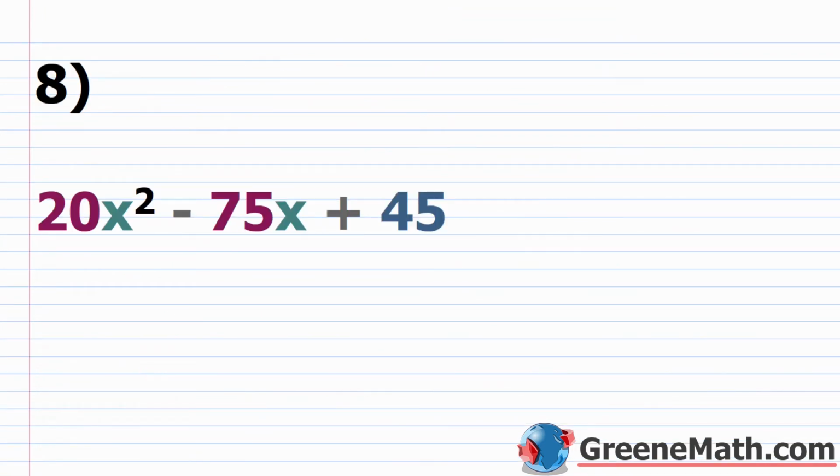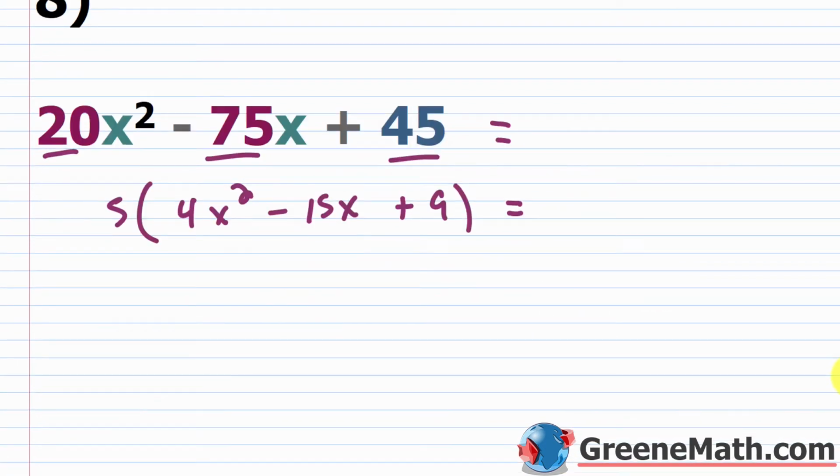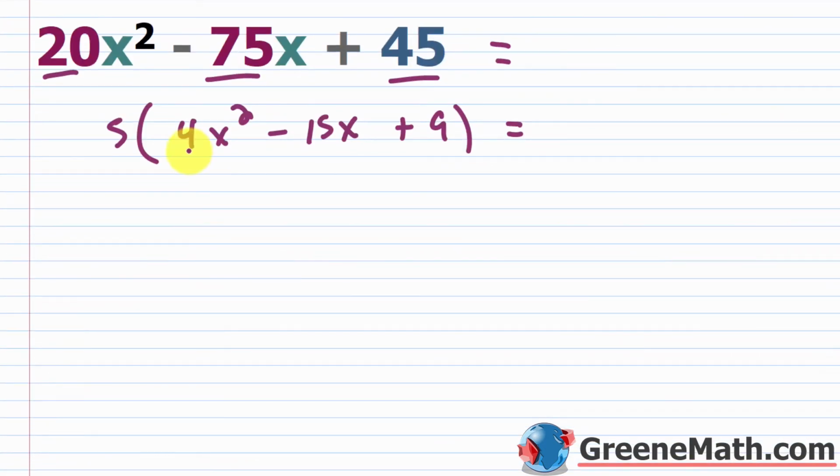All right, let's look at problem number 8. So we have 20x squared minus 75x plus 45. So everything here, this 20, this 75, and the 45 is divisible by 5. So let's go ahead and pull that out. Inside you'll have 4x squared minus 15x and then plus 9. So let's scroll down a little bit and get some room. So the a times the c, so 4 times 9 is 36. And you want a negative 15 as a sum.